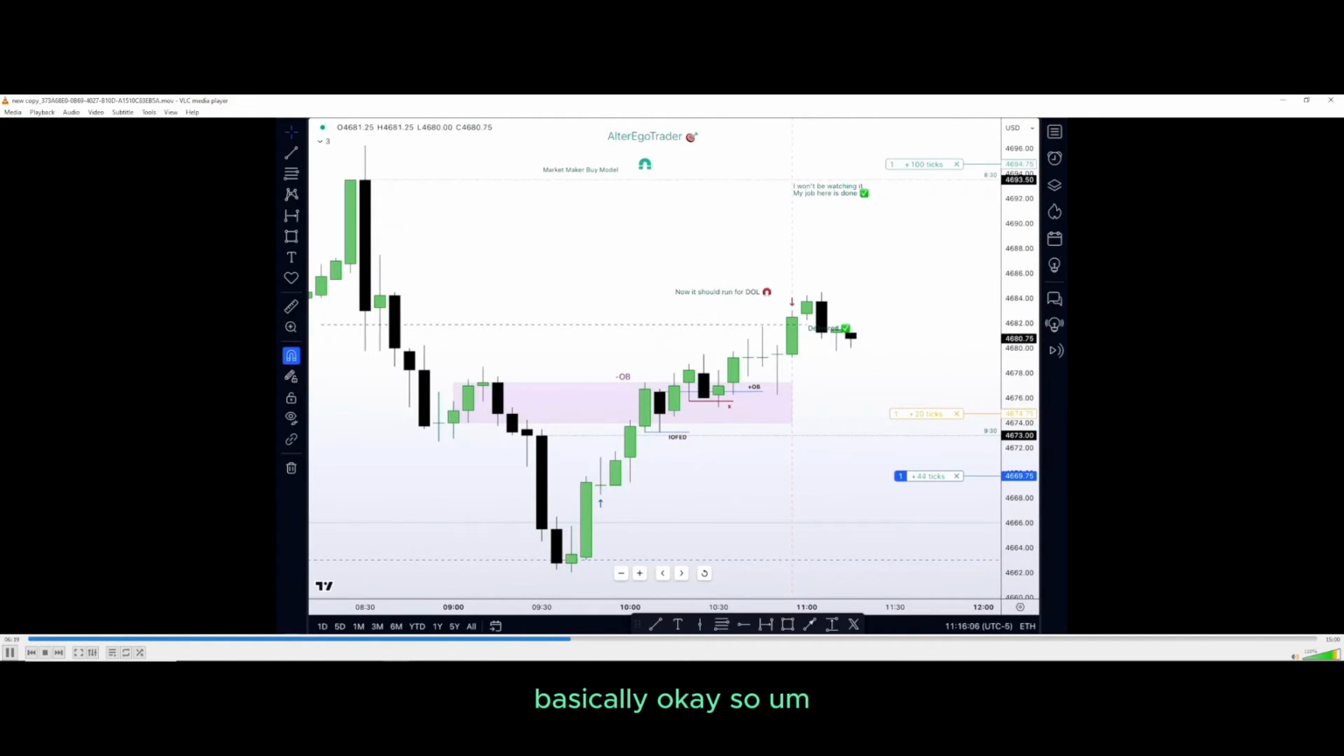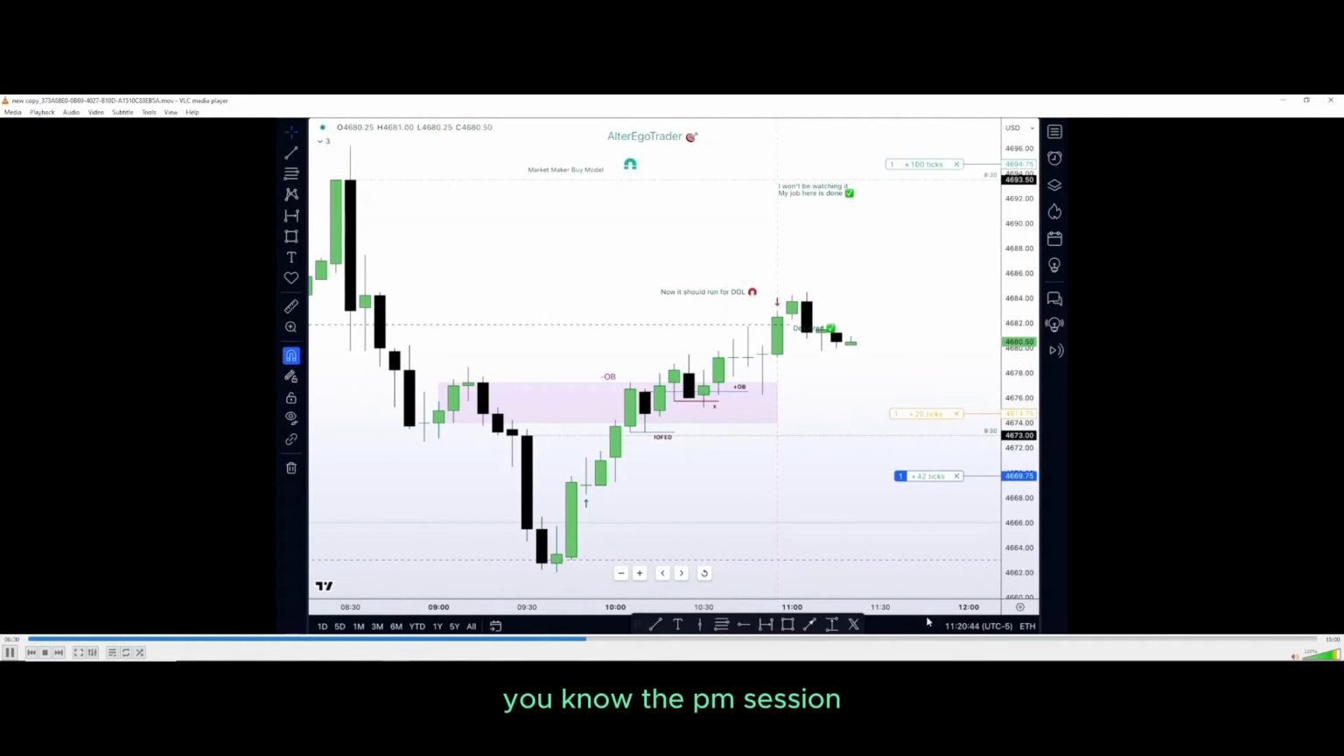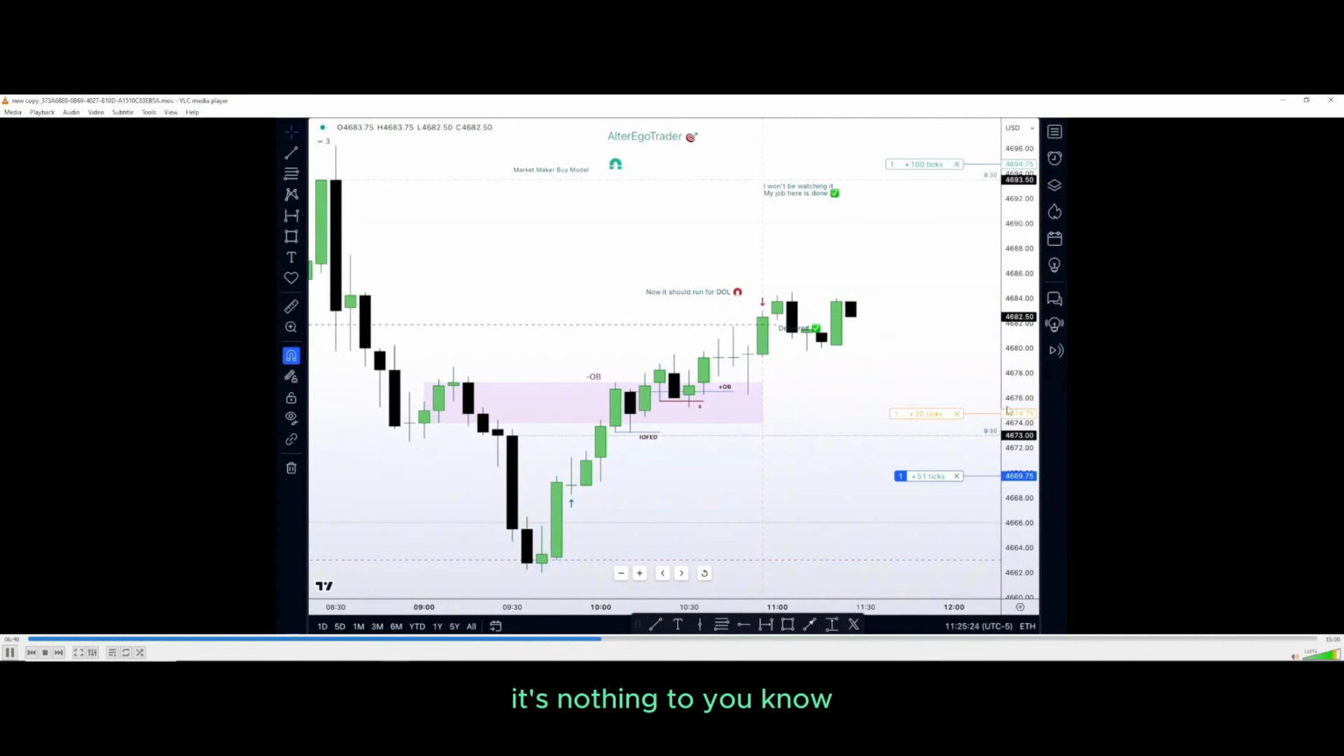Okay, so after I took my exit, I knew this is not going to move probably until the PM session. I made sure I took my partial, I adjusted my stop, and I'm in profit. Whatever happens after that, it's nothing to worry about. It's a win-win, right? It's a risk-free trade.